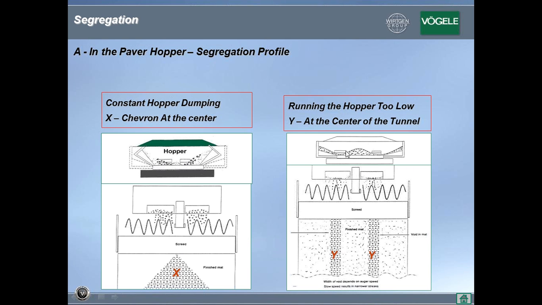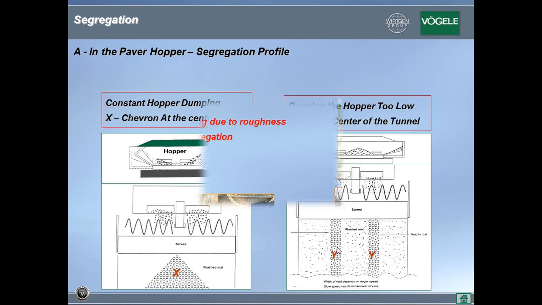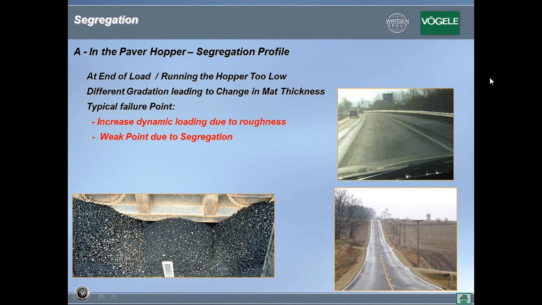So if you run your hopper too low, you create a valley in the center of each conveyor, and you will have segregated mix rolling to the middle, and you will see that in the center of the conveyors, whether on the left or the right side. As you can see here, segregated pocket of mix there, segregated pocket of mix here, and that of course will create, if you dump all of that into the middle, these chevrons as you can see here.